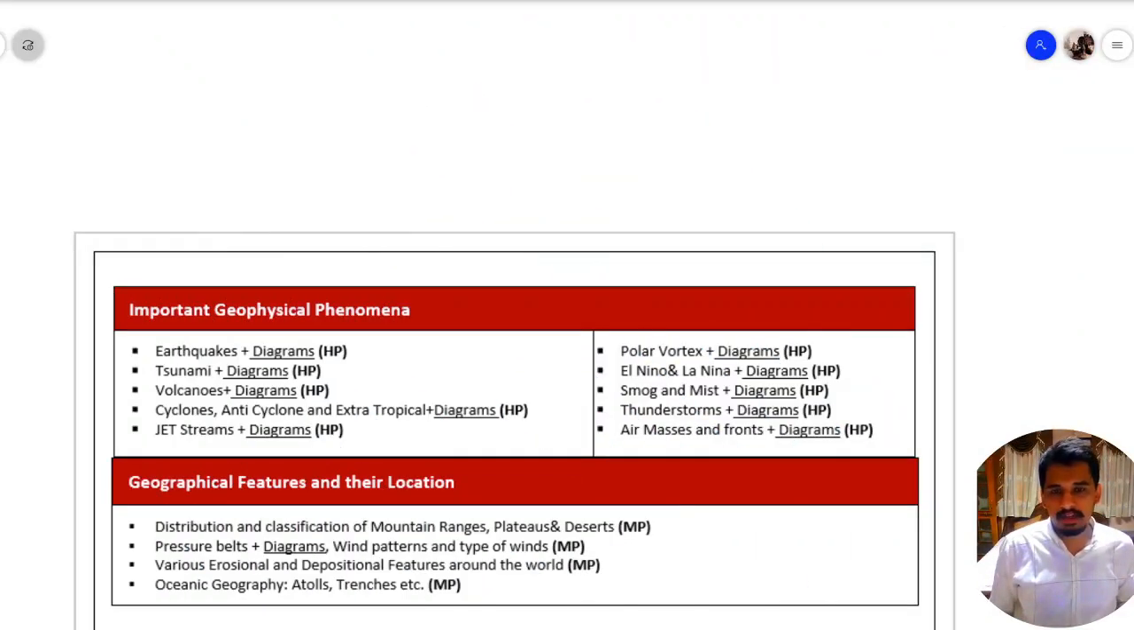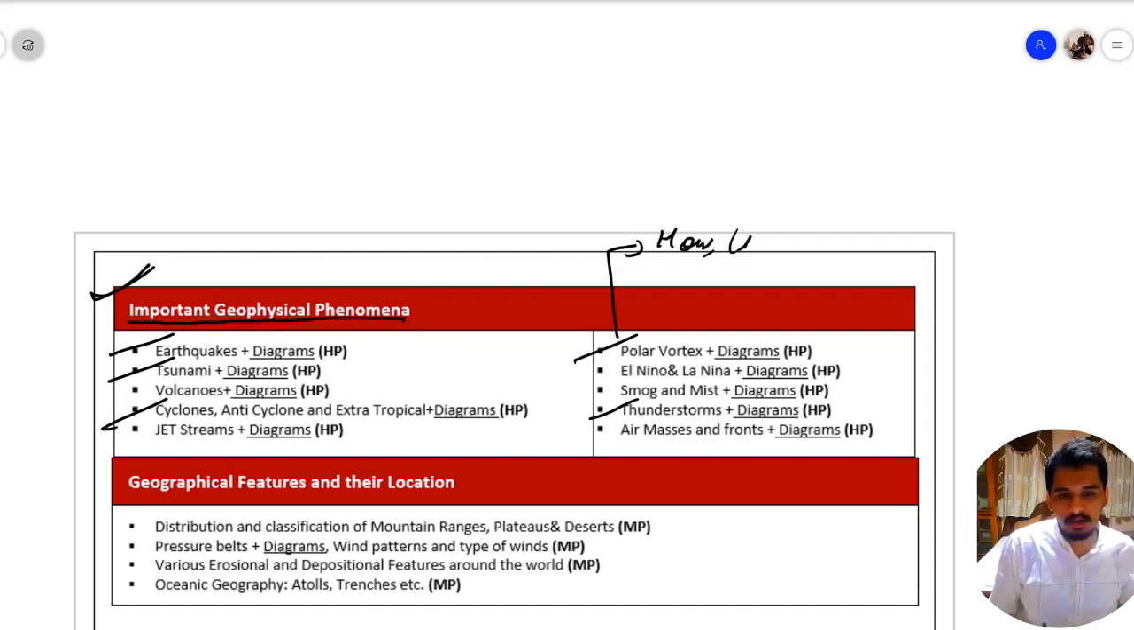Hello everyone, in this lecture we will be discussing the rest of our geography syllabus. So at first we have important geophysical phenomena. In this we have various phenomena such as earthquakes, tsunamis, cyclones, polar vortex, thunderstorm, etc. Now for each of these phenomena you should know how they occur, why they occur, what their features are, and along with that a diagram should be prepared by you for each of these features.